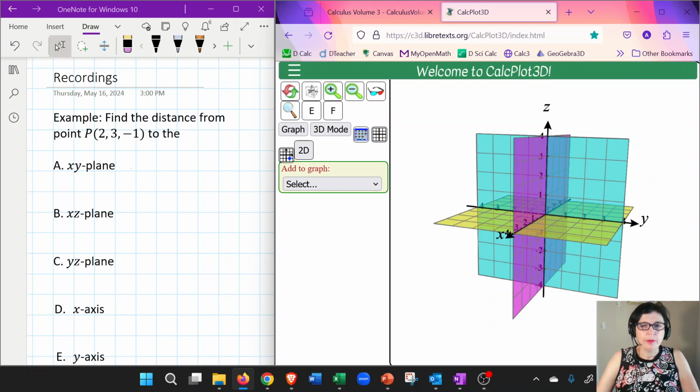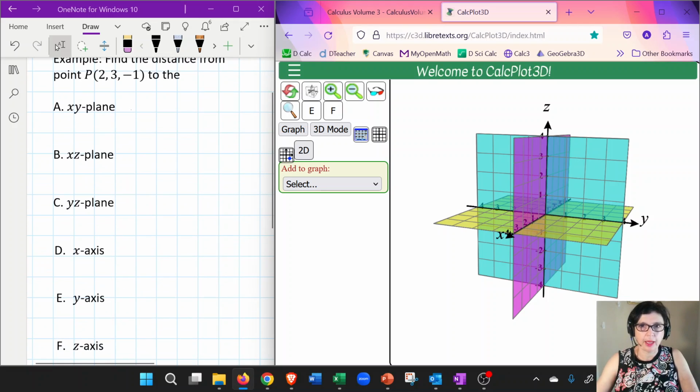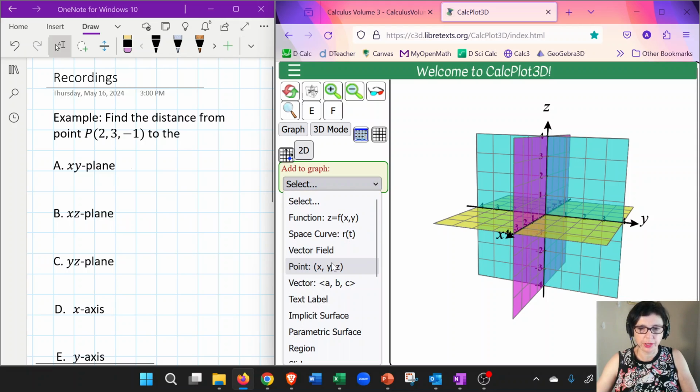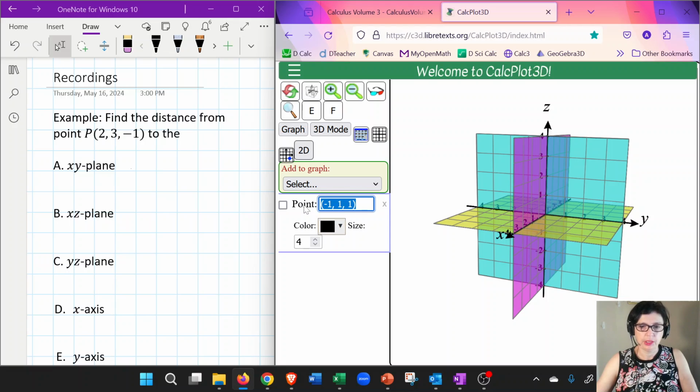In this video, I'm going to discuss how we can find the distance from a point 2, 3, -1 to the coordinate planes and also to the axes: the x-axis, y-axis, and z-axis. First of all, let's see if we can visualize the point 2, 3, -1. So if we add a point here, let's put in the coordinates 2, 3, -1, and check the box so that it appears and we can see the point. So how do we get to it?